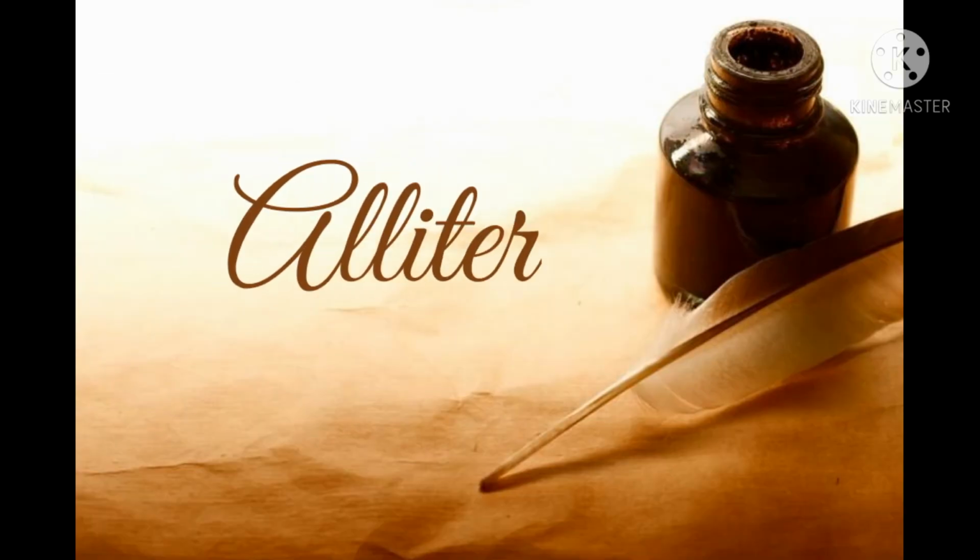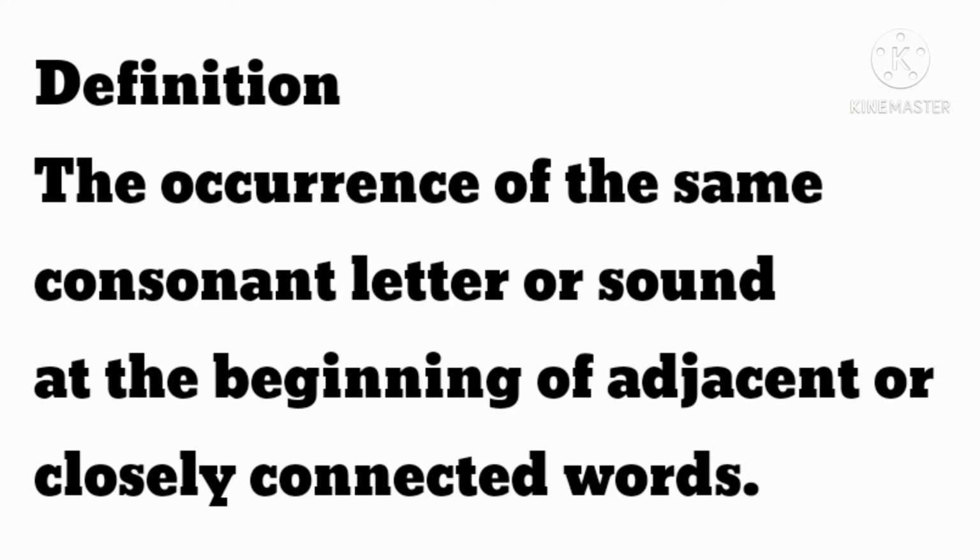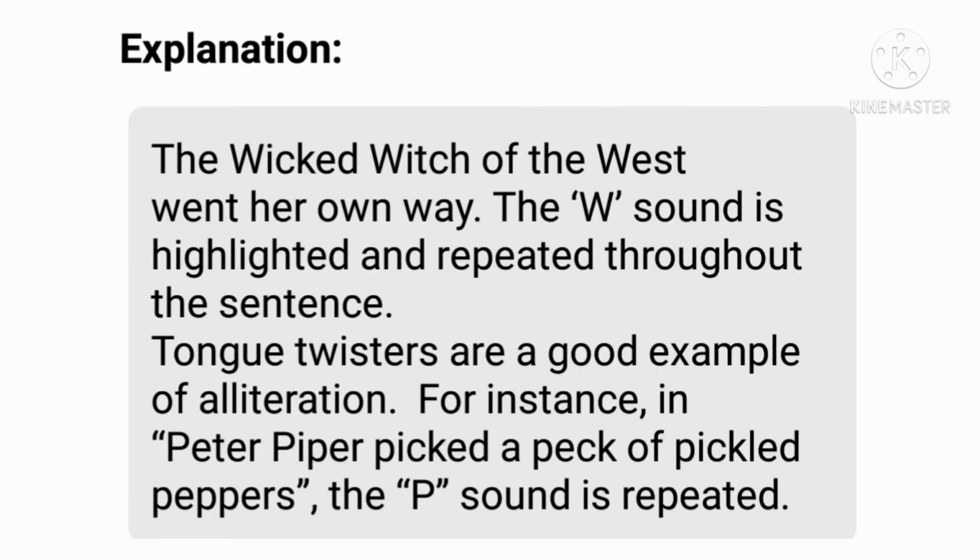Well, let's focus on the second literary term, which is alliteration. Here is the definition of the literary term alliteration. Alliteration is nothing but the occurrence of the same consonant, letter, or sound at the beginning of adjacent or closely connected words. Let's understand the usage of alliteration with the examples that follow.